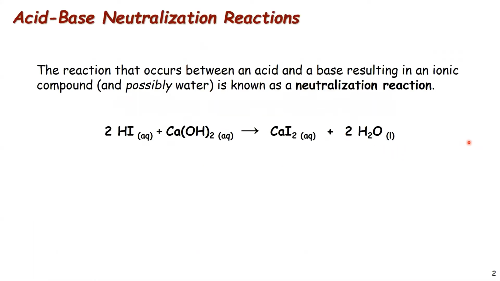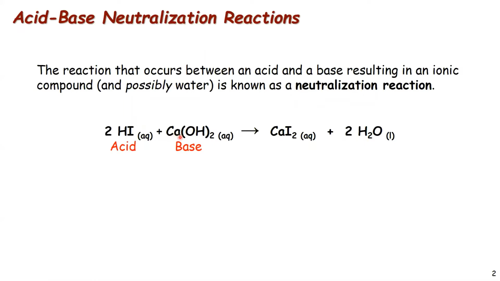So let's look at acid-base neutralization reactions. An acid-base neutralization reaction, we're going to have an acid, and it's going to react with a base. And of course, it's basically, we have two ionic compounds. So in essence, it's an exchange reaction. The cation of the second will go with the anion of the first.